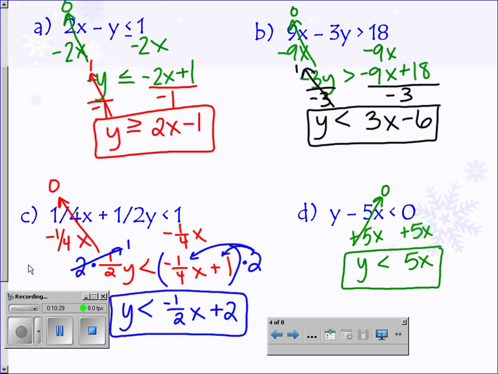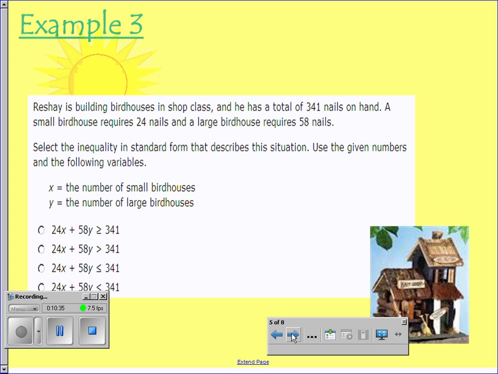So real quick, I'll give you guys at home another chance to look at this. Pause it now if you need to. Okay, we're going to move right along.